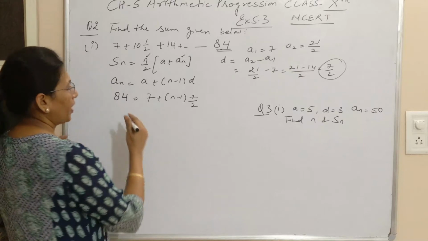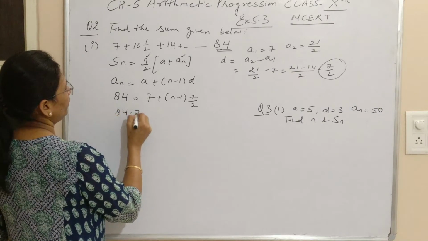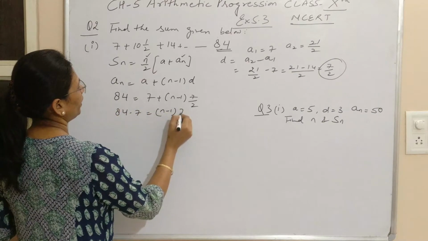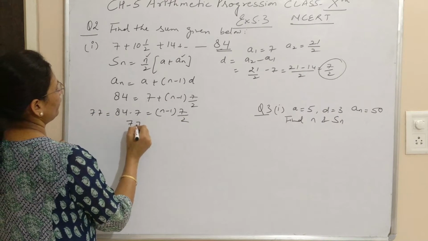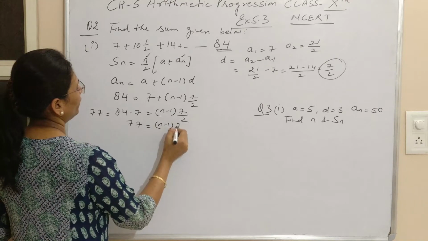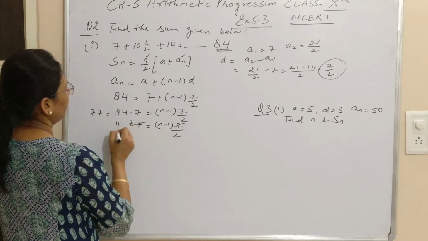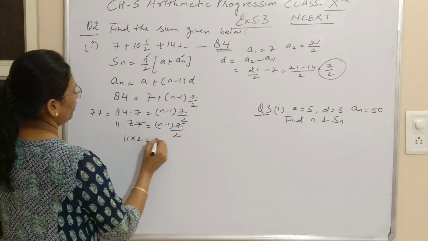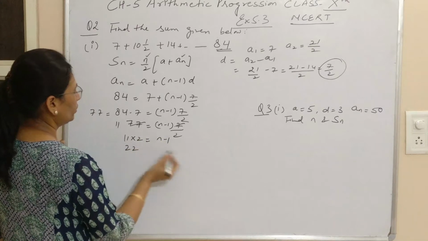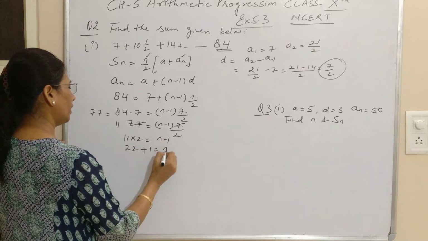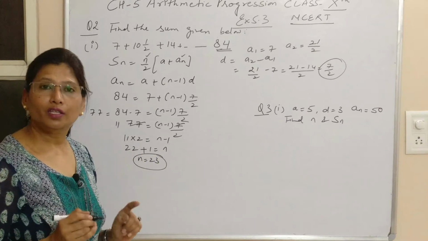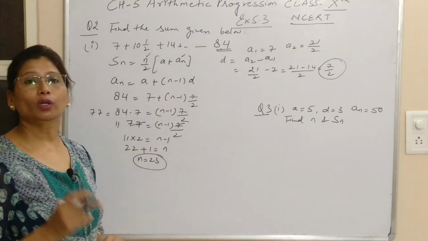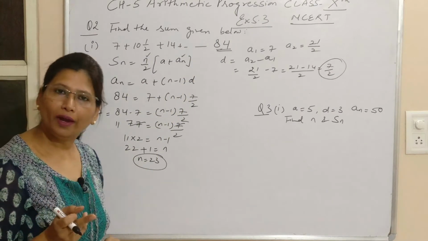Next, we'll subtract. So this is 84 minus 7 equals n minus 1 into 7 by 2. And if you see, the difference is 77. So 77 is equal to n minus 1 into 7 by 2. This cancels. This is 11. 11 into 2, n minus 1. This is 22. We'll shift 1 to the left side and n is equal to 23. So this means these terms in total are 23. How will you find Sn?